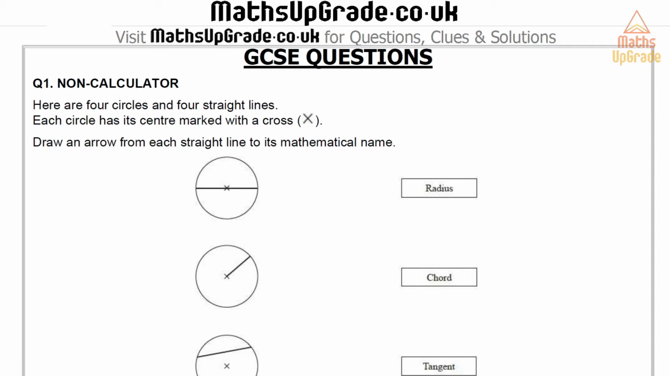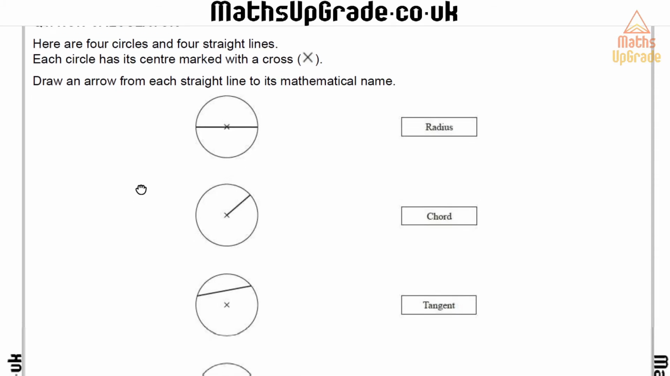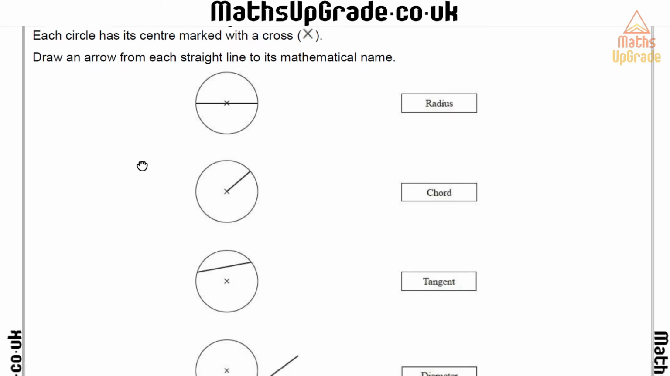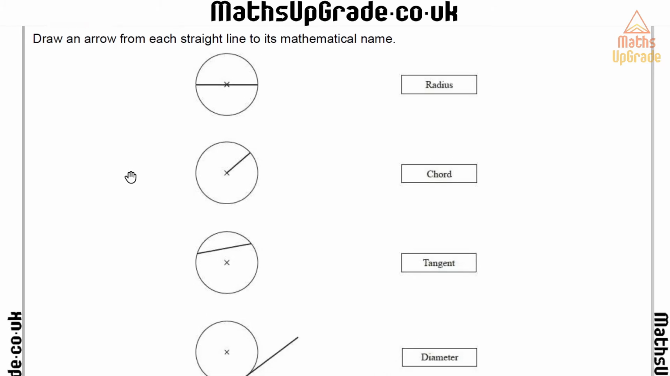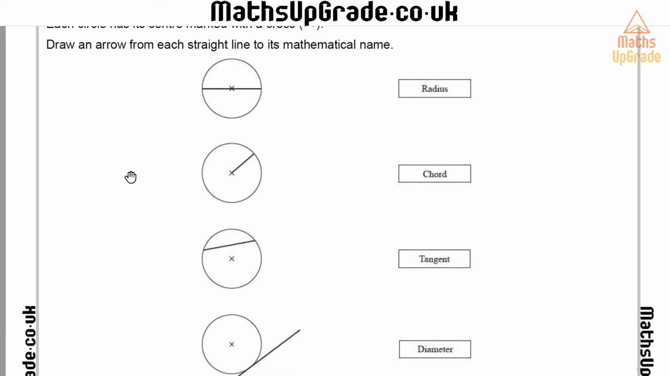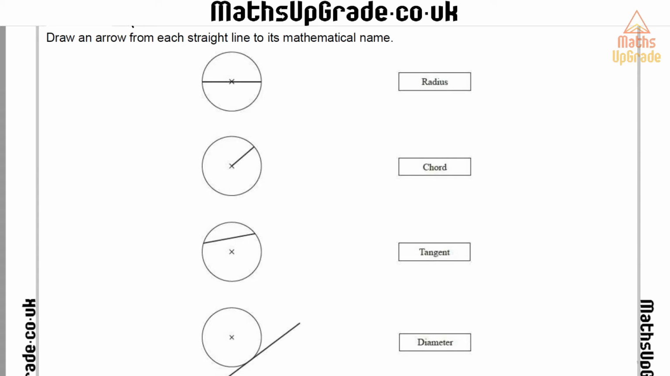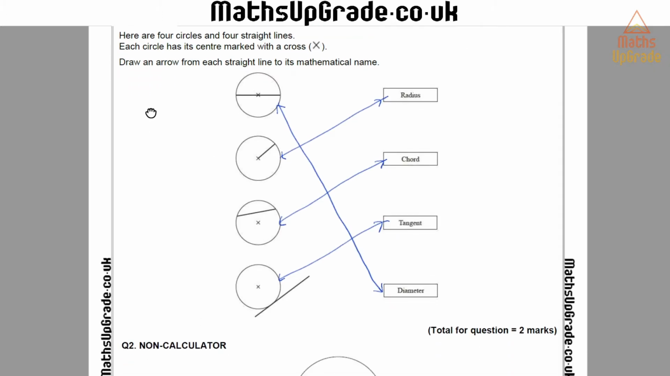Okay, so this first question involves 4 diagrams and 4 words. You have to match the diagram with the correct word. So you draw an arrow from each one to its mathematical word. So here's the solutions for this question here.